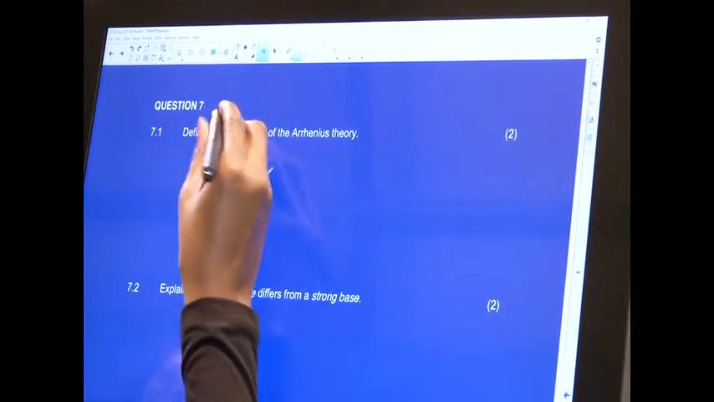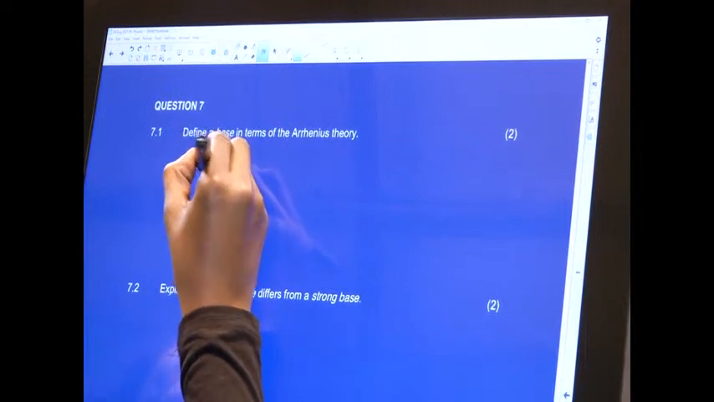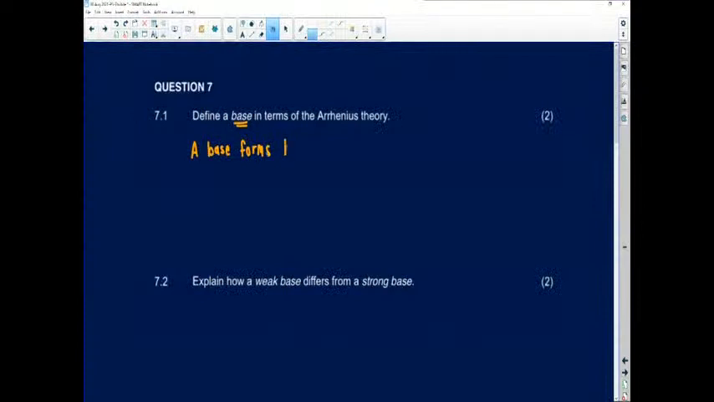So according to Arrhenius' theory, when we're explaining a base, we know that a base forms hydroxide ions. It's always good to know the name as well as the spelling, as well as the molecular symbol. And hydroxide ions are OH minuses. And we've already seen how a base works when we were calculating the pH in the previous equation. So a base forms hydroxide ions in water.